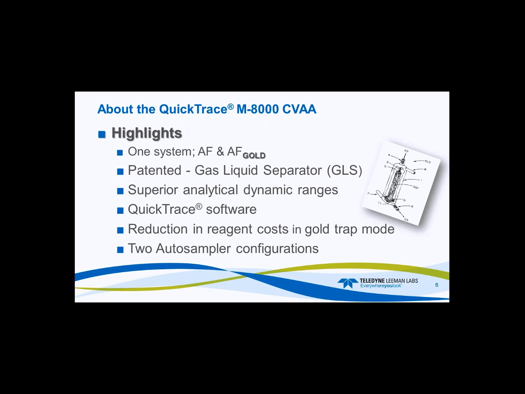Some of the highlights for the M8000 cold vapor atomic absorption fluorescence system: it's either AF or AF gold. It has a patented gas liquid separator and superior dynamic ranges. It employs the QuickTrace software, and we have some reduction reagent cost-saving measures built into the system when it's in gold trap mode. You have a choice of 2 autosamplers with this system, or you can run in manual mode.